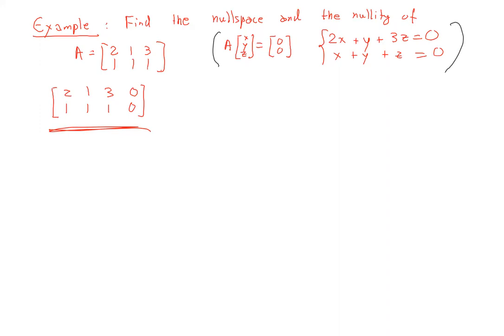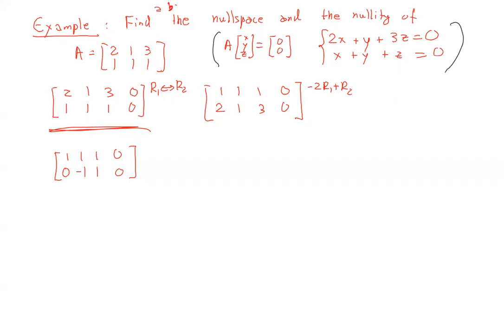Here, the easiest thing when I apply Gauss elimination is you can divide the first row by two, but it's much simpler to just swap the first and the second row to get your nice pivot. Now eliminate the two: minus two row one plus row two. This will be one, one, one, zero, zero, negative one, one, zero. When I say find a basis for the null space, let me make that negative one a pivot. So I have minus row two, and this will give me one, one, one, zero, zero, one, negative one, zero.